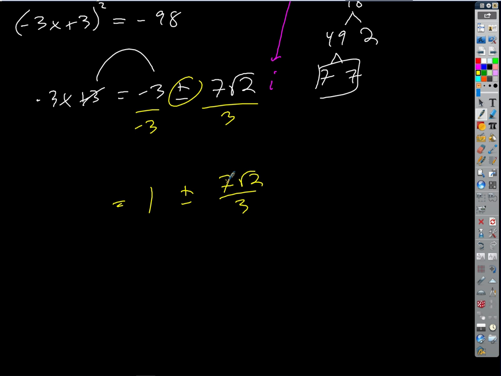Okay, question? Oh, and the i, you're right, I forgot the i. Okay, we'll put that outside the fraction. Okay?